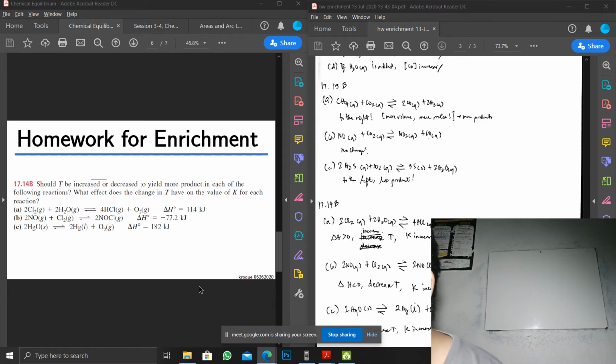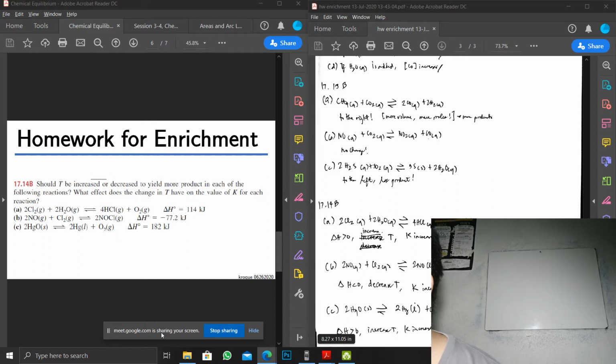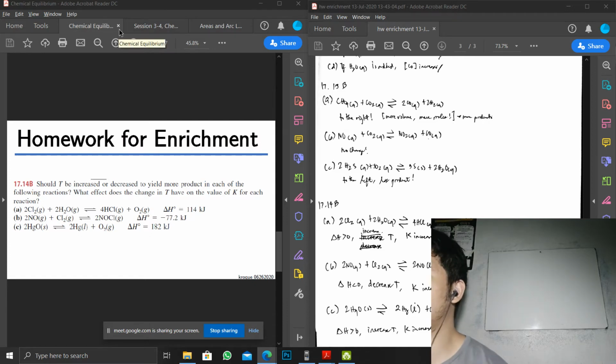Letter B, 2NO plus Cl2 forms 2NOCl, exothermic reaction. So, kailangan favor natin yung mas konting heat, release of heat. So, dapat magbawas tayo ng temperature para mag-shift to the right, at mas ma-favor yung reaction sa kanan, no? K increases. And lastly, 2HgO forms 2Hg liquid plus O2. Ganun lang din, same as kanina, increased temperature, K increases. Okay, so yeah, that's all.